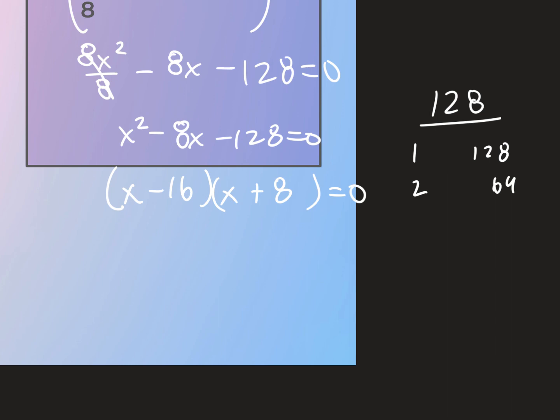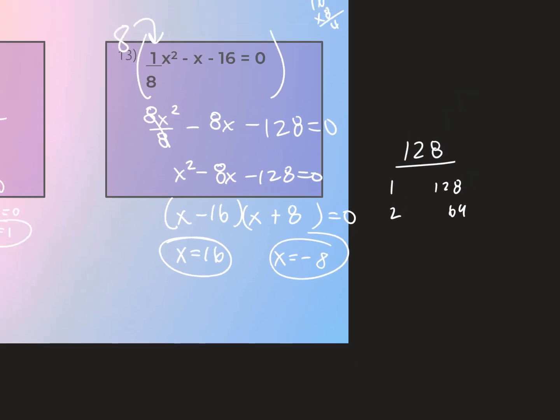So what are my two answers here? X equals what? 16 and negative 8. And again, what can I do with my answers to certify that I'm correct? You can plug them back in. Good. But as soon as you guys see fractions, go ahead and multiply through the LCD and then get rid of them. Makes life a lot easier.